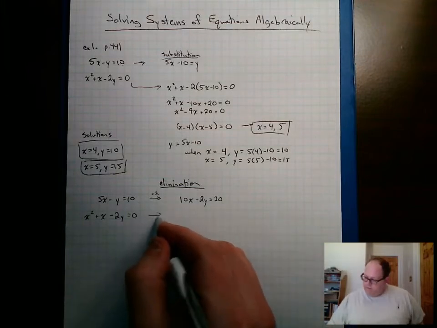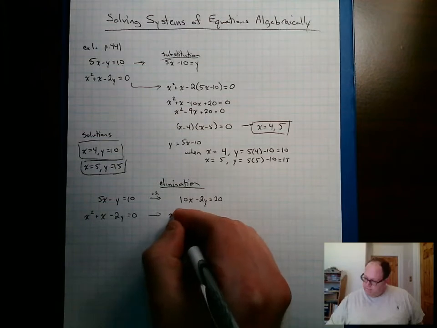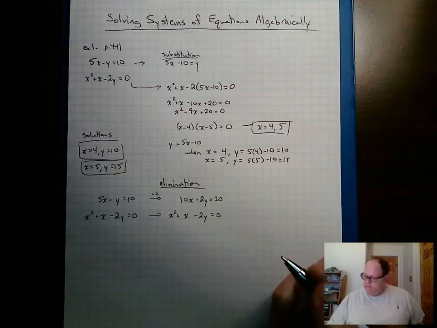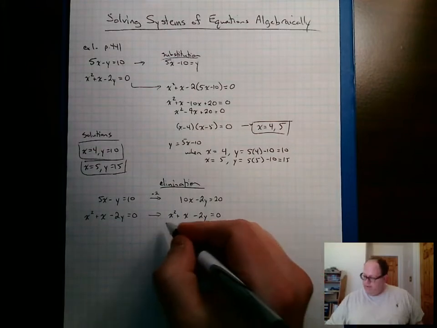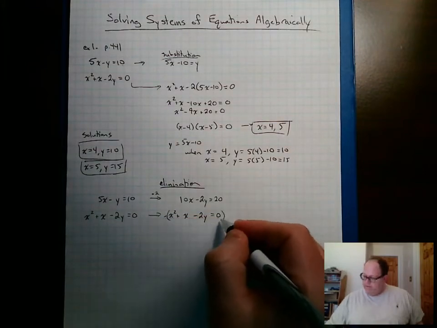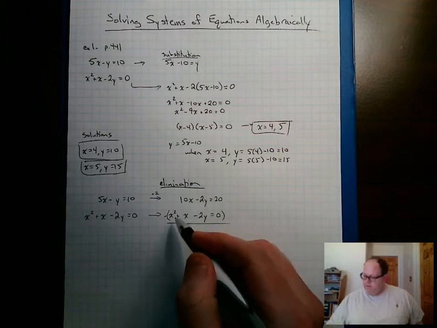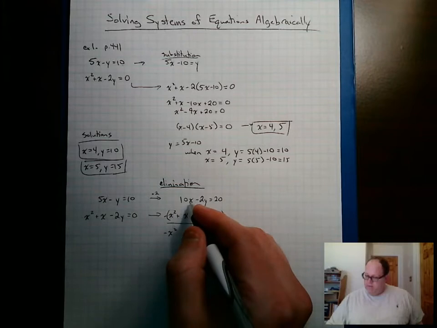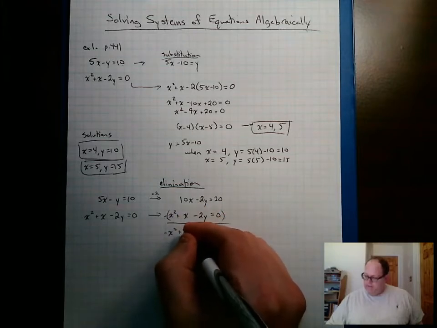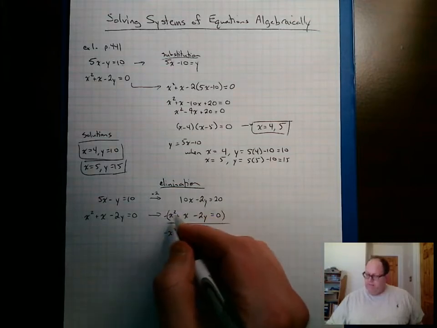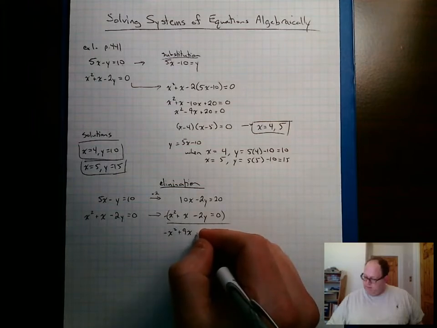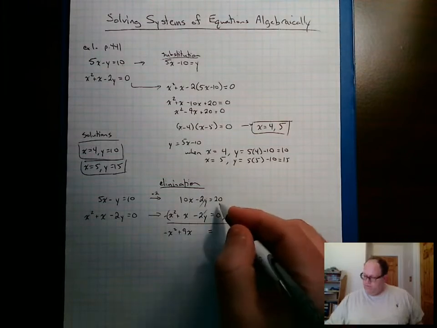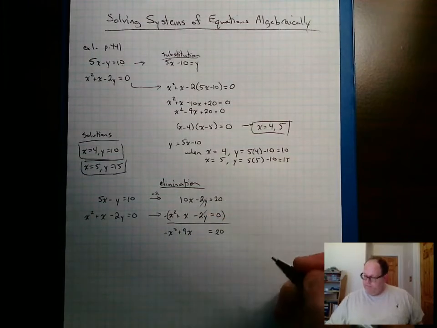I'm going to leave my first expression alone: x squared plus x minus 2y equals 0. And then I'm going to subtract that second expression from the first one. No x squareds minus an x squared will be negative x squared. 10x minus x is 9x. And negative 2y minus negative 2y is 0. So my y's have canceled each other out. And 20 minus 0 is 20.